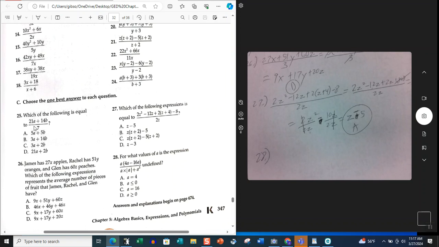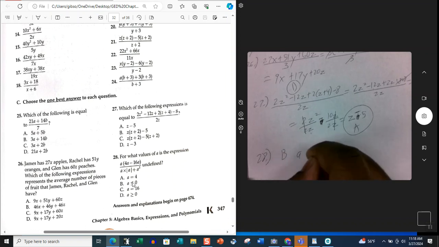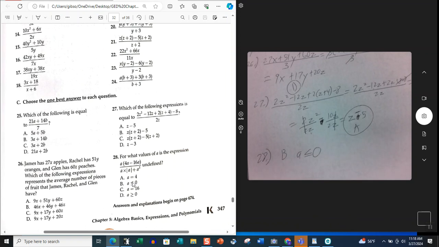Okay, so we know with B and D that they're saying it's going to be 0 plus either all positive numbers or 0 and all negative numbers. We just proved that positive numbers didn't work with the 4 and 16. So we know that it can't be D, so it would have to be B. So B, A is less than or equal to 0, is our final answer.